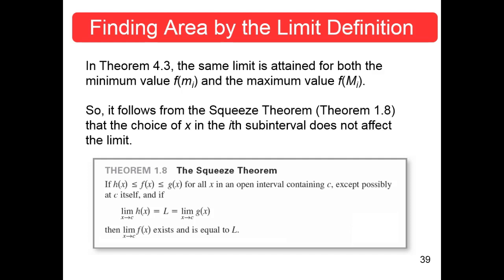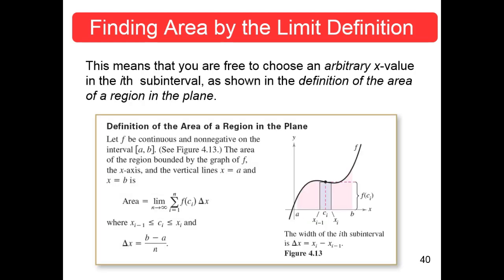So our limit on the integral is going to be the same. It means that you're free to choose an arbitrary x value on the ith subinterval as shown in the definition. So all that stuff about endpoints, max, min, it doesn't matter. Pick any point in the interval. If f is continuous and non-negative on the interval a to b, the area of the region bounded by the graph of f, the x-axis and the vertical lines x equals a and x equals b, is just like we did before.